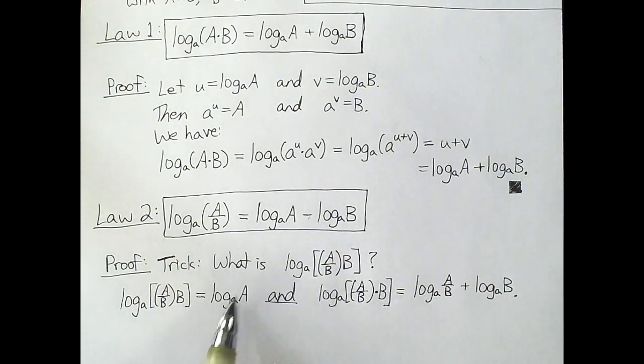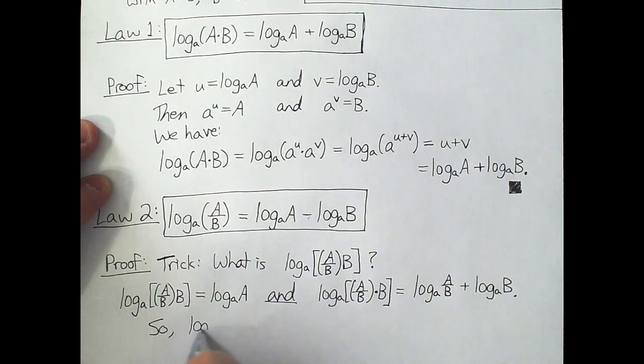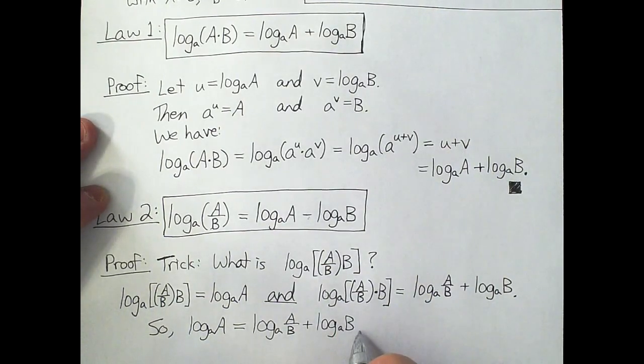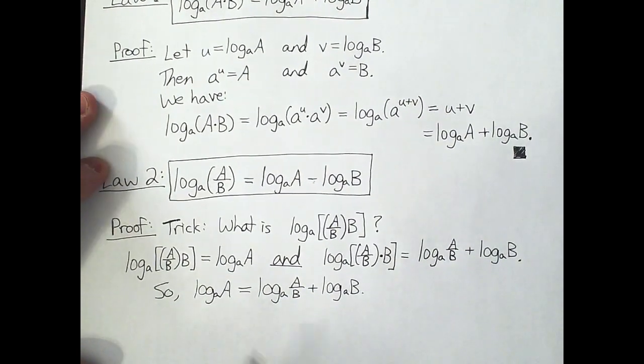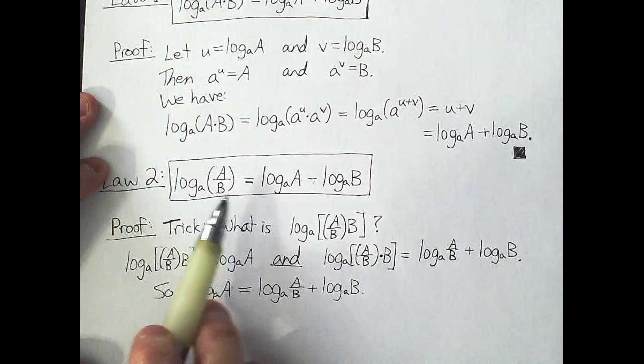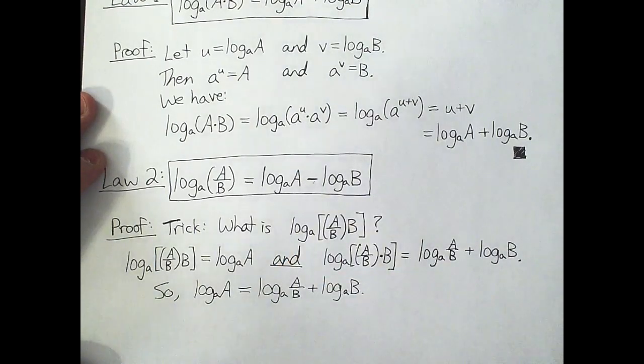Well, if this thing equals this right-hand side, and it also equals this right-hand side, then those two right-hand sides must equal each other. So, log base A of A must equal this other stuff. They must equal each other because they were both equal to that weird expression. Log base A of A equals this. It looks close. It looks similar to law 2, right? We're trying to prove law 2.